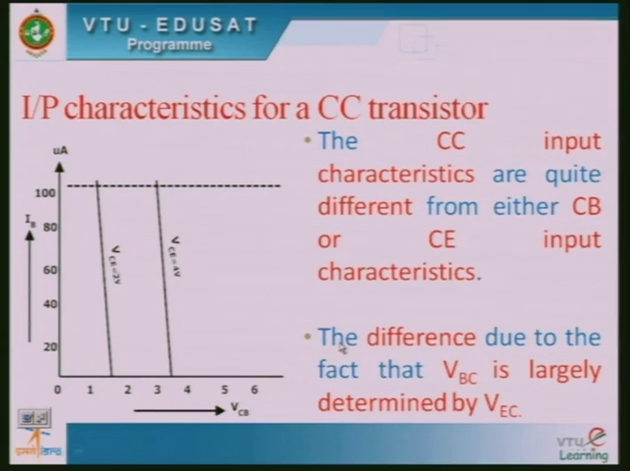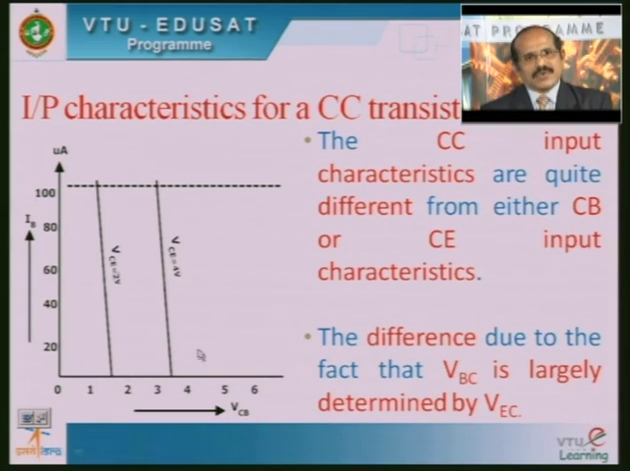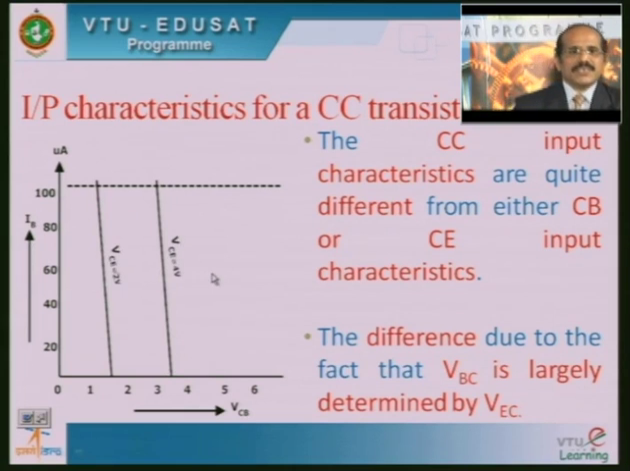Now let us look into the input characteristics of a BJT in common collector configuration. This is the plot of VCB versus IB, keeping VCE constant. Here VCB is the input voltage, because this is the common collector configuration, so the collector is common with reference to both input and output. Therefore VCB acts as the input voltage, whereas IB acts as the input current. It is a plot of input voltage versus input current keeping the output voltage, that is VCE, constant.